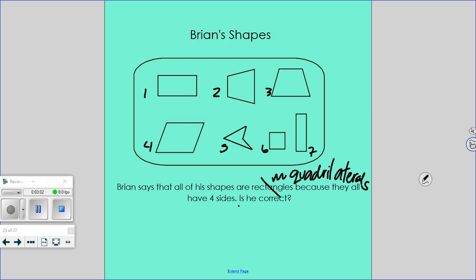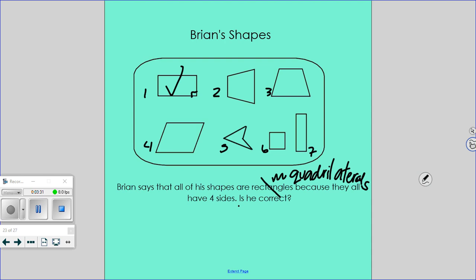Billy? Has to have square corners. Does shape number 1 have square corners? Yes. I could put a little square in the corner and it would be good. Okay? So is shape number 1 a rectangle? Yes, it follows all the rules. Shape number 1 is a rectangle. Oh, it's being so weird today.